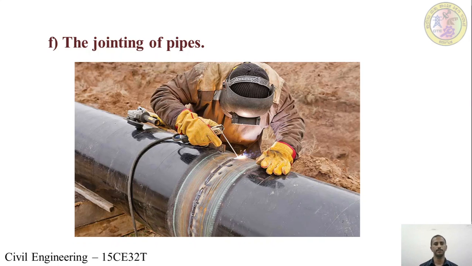Next step is the jointing of pipes. The jointing of pipes, as we learnt in the previous session, can either be socket and spigot joint, flanged joint, expansion joint, flexible joint, or rigid joint. The type of joint depends upon the type of pipe and the type of the project. Along with jointing the pipes, all the fittings like sluice valves, air relief valves, gate valves, all are fixed.